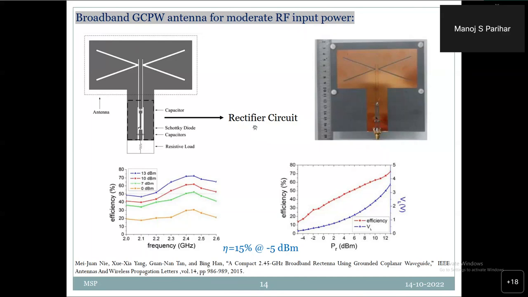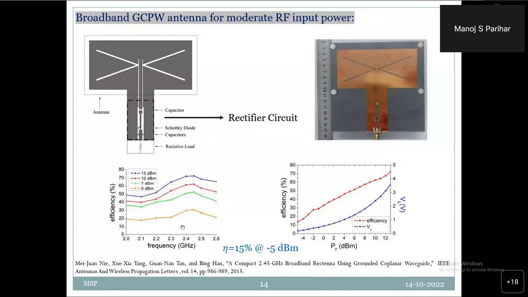So this is the antenna for the moderate input power level, right? This is basically a rectifier integrated antenna, where the rectifier circuit is integrated with the antenna on the same substrate. In this kind of slot antenna, you can see this slot is radiating and we have a coplanar waveguide. In between we have the rectifier circuit. This is your diode which converts the incoming RF power from your antenna to DC. This is your circuit hardware, and this is the efficiency over the frequency band.